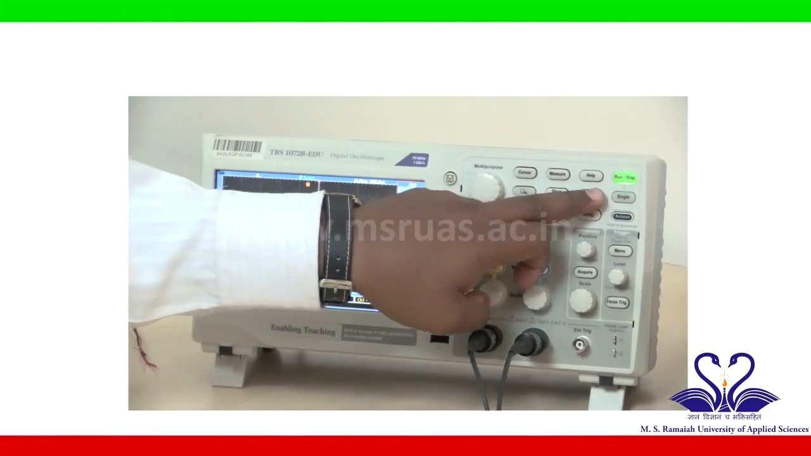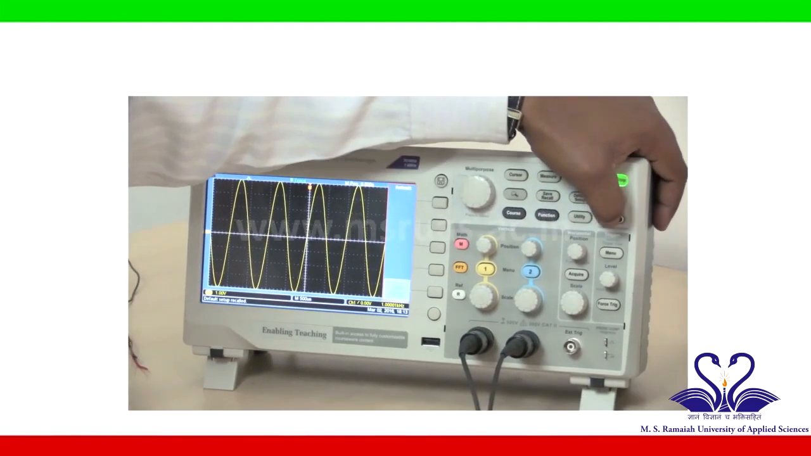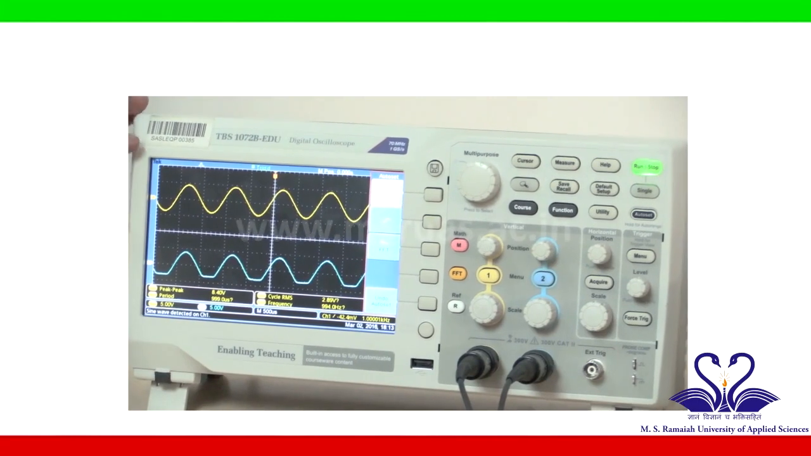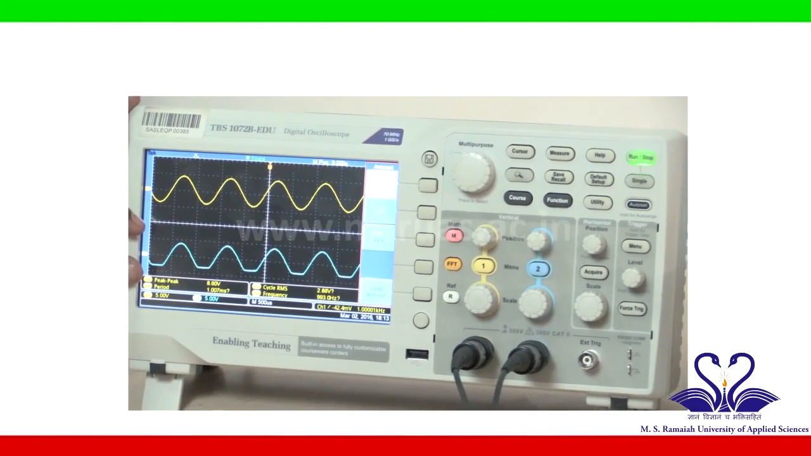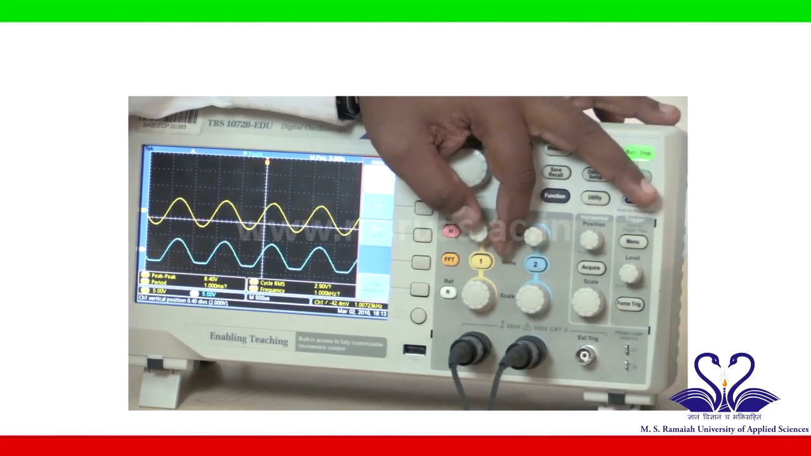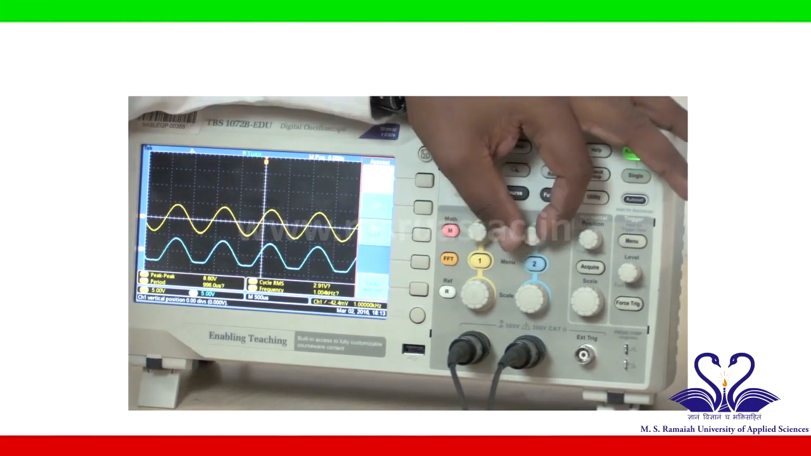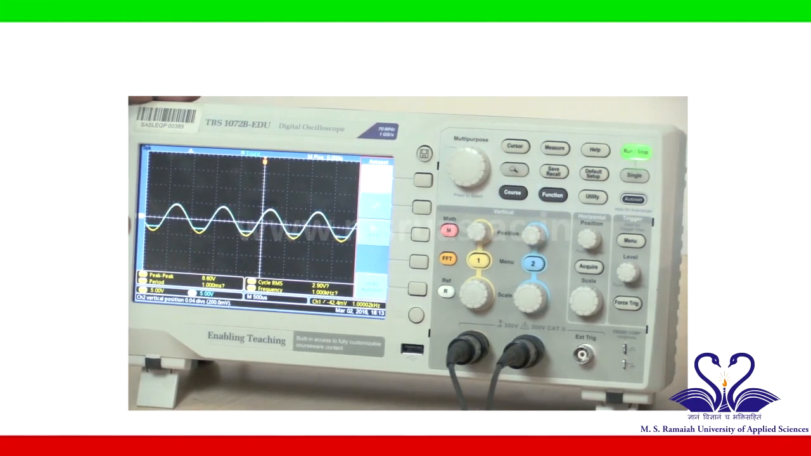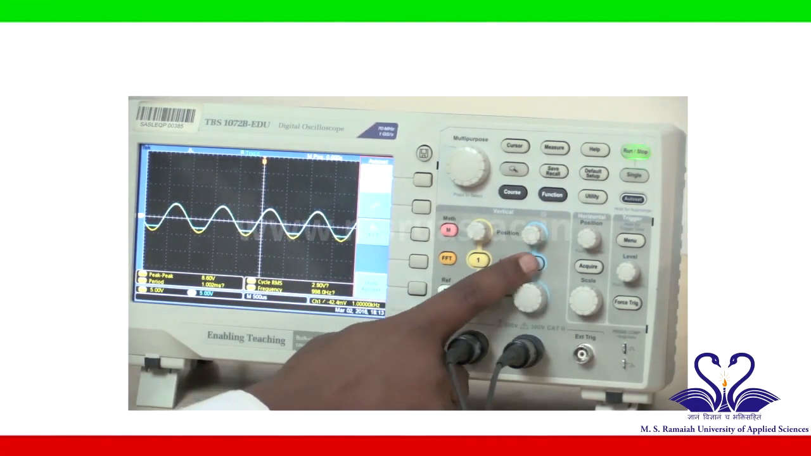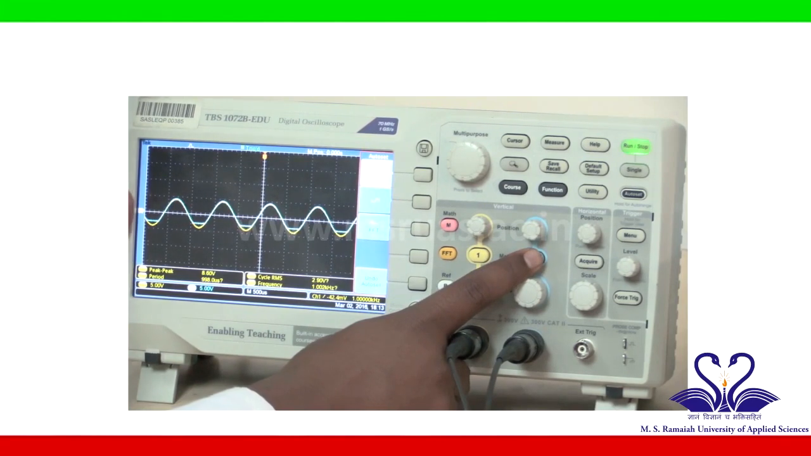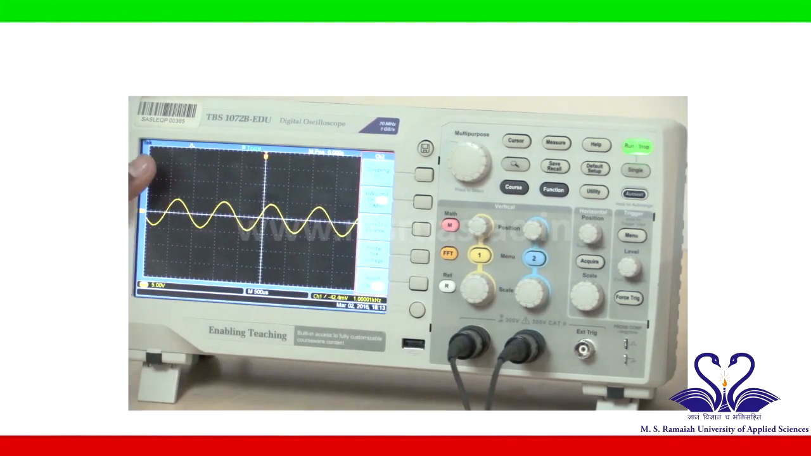Again go to default setup, then auto set. Again we can see here two waveforms, one is input, one is output. Again I will merge these two. I will bring signal 1 to the reference line, similarly signal 2 to the reference line, so that I can compare both input and output waveforms together. Now we will measure the input voltage as in the last circuit. So turn off the output voltage by pressing button 2. Now this is the input voltage.